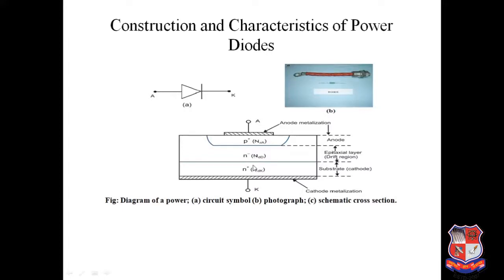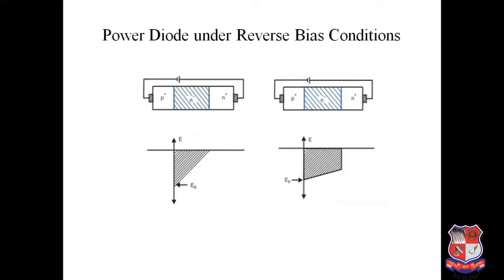So the implication of introducing the drift region in a power diode is explained next. As in the case of a low power diode, the applied reverse voltage is supported by the depletion layer formed at the P plus and N plus metallurgical junction. So this is the metallurgical junction, and this is the drift region. This is P plus, this is N minus, and this is the drift region.